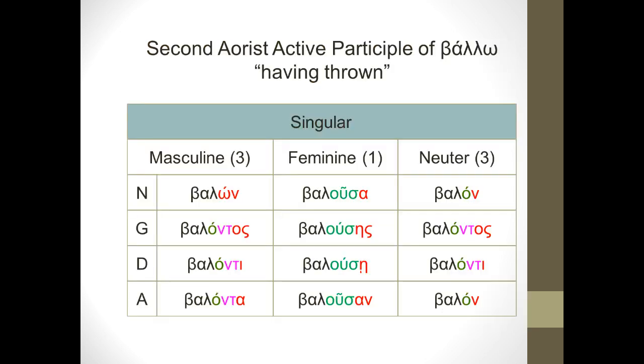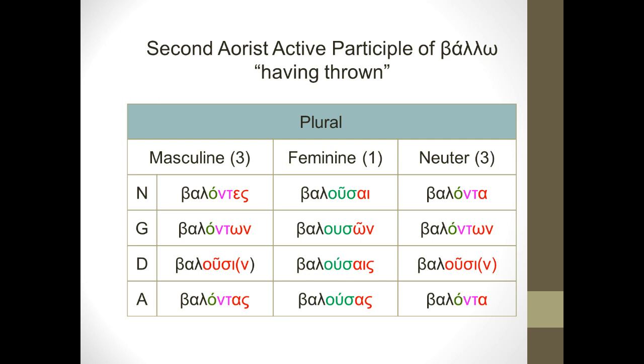And so here is the example that we have, using Baal again. Let's start across with the nominative and we will read them. Balon, balusa, balon, balontas, balouses, balontas in the genitive. In the dative: balonti, balouse, balonti. In the accusative: balonta, balousan, and balon. All right, and again, notice the "having thrown," because that's what we're going to be saying when we put it in the predicate position.